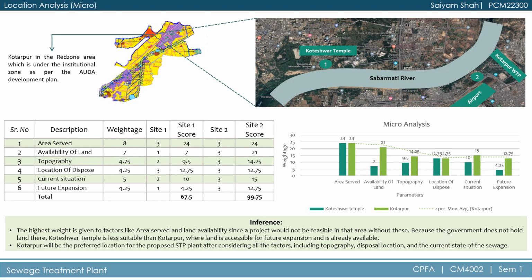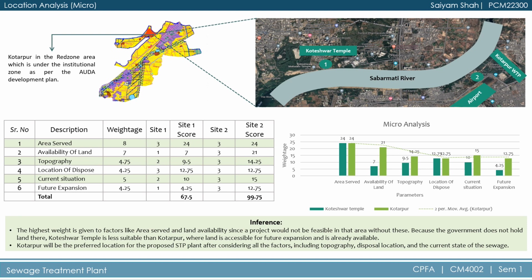For the micro analysis, two site locations are taken into consideration from North Zone. The first one is near the Koteshwar temple and the second one is near the Kutarpur water treatment plant. Parameters considered for the micro analysis are area served by the proposed sewage treatment plant, land availability, topography, location of disposal, current situation and future expansion.